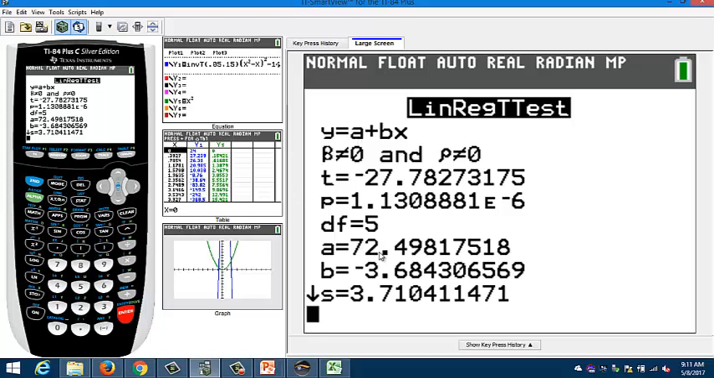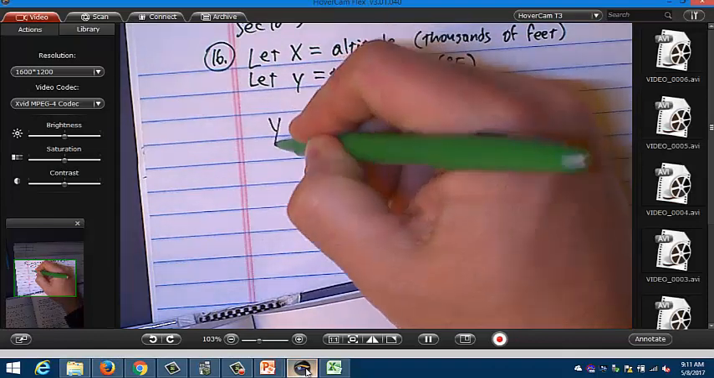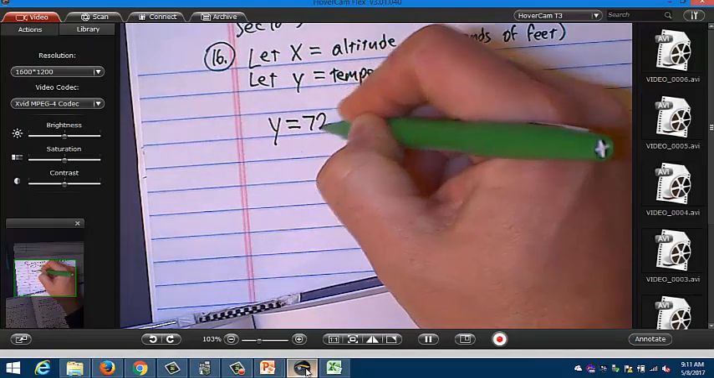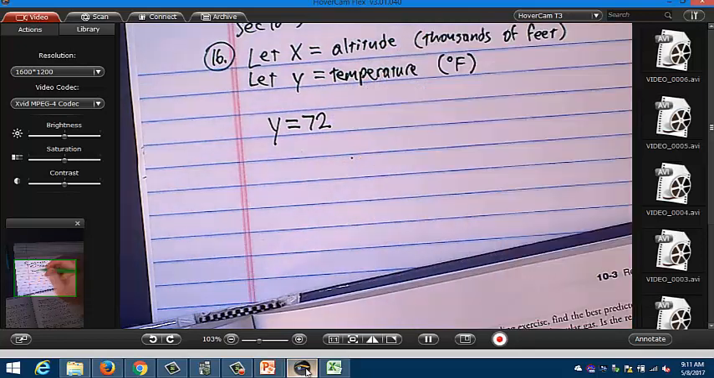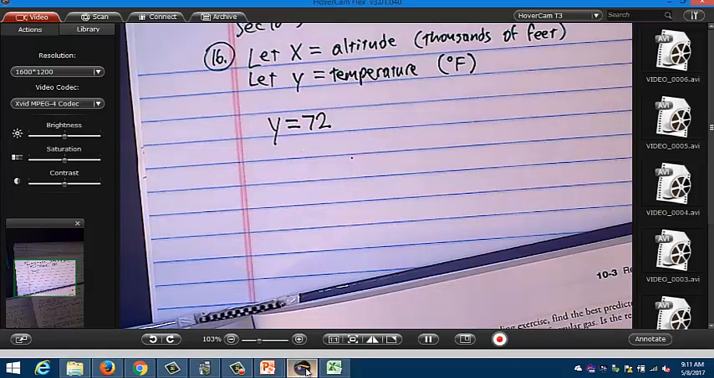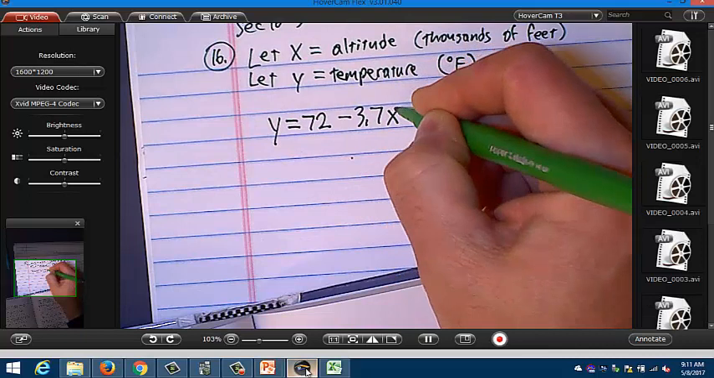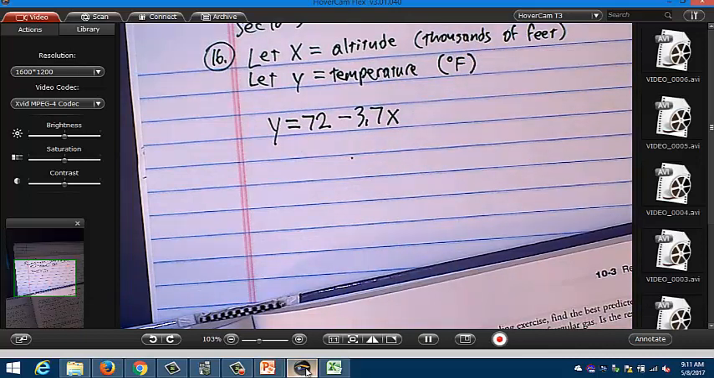A is 72, right? So what does that say? I would write y equals 72, plus bx. So b here is what? Yeah, negative 3.7, right? So I'll say minus 3.7x. Oh, and one other thing you better check.